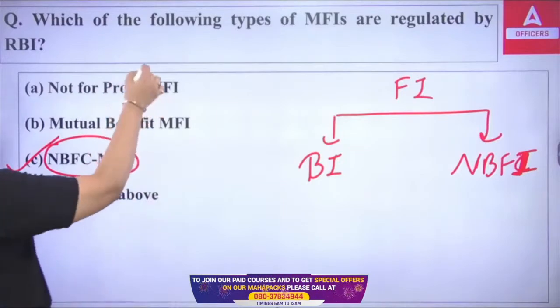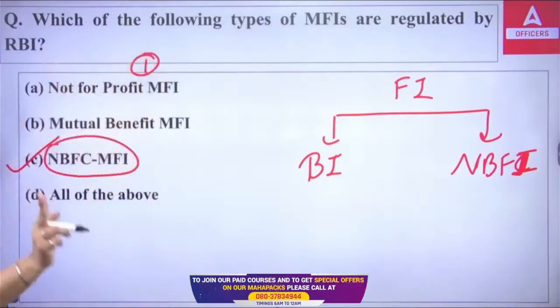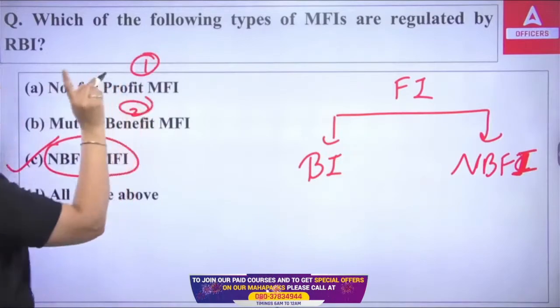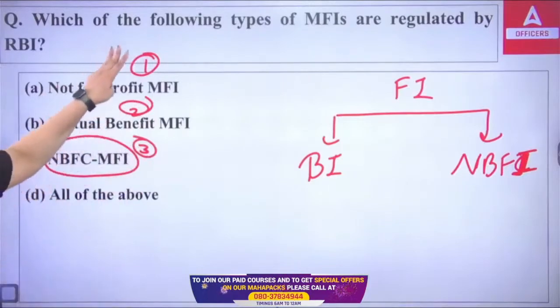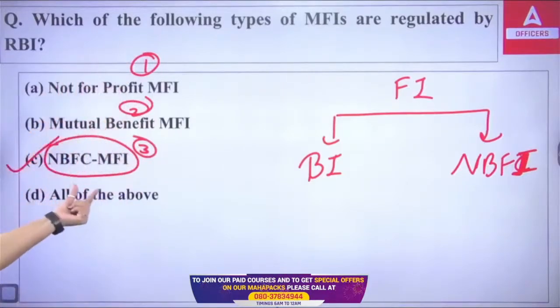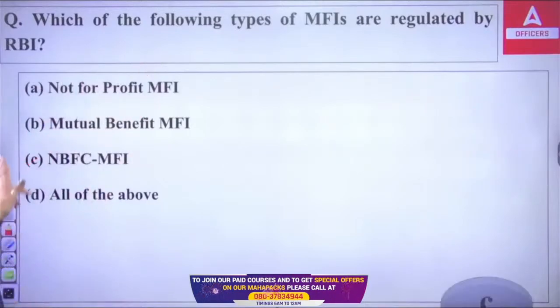So there are three types. First type is not for profit MFI. Second type is mutual benefit MFI. Third type is your NBFC MFI. So do remember there are three types, and out of these three, only NBFC MFI will be regulated by RBI. The right answer will be C option.